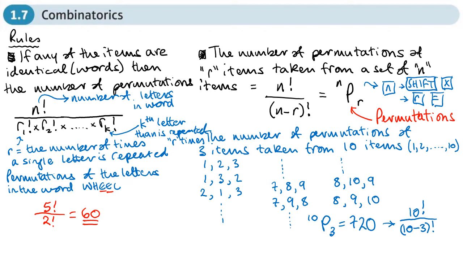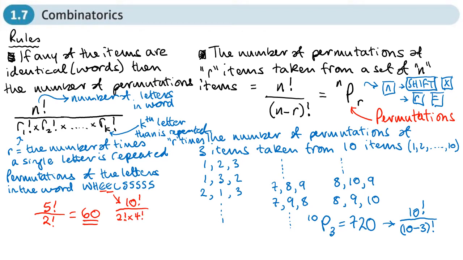So that would give 60 permutations. There'll be 60 different ways of ordering these letters in the word wheel. Now, just for the sake of it, because I can't think of a word with letters that come up twice, let's say we've got the word wheels, like that, with 4 S's on the end. So for this, the working is going to change slightly.